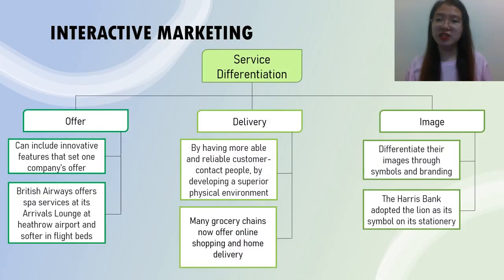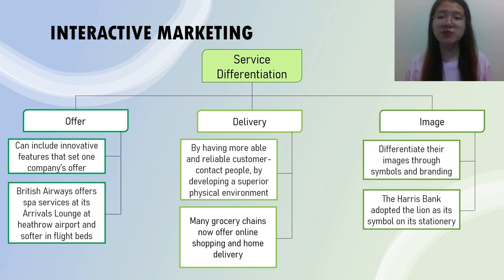In these days of intense price competition, service marketers often complain about the difficulty of differentiating their services from those of competitors. To the extent that customers view the services of different providers as similar, they care less about the provider than the price. The solution to price competition is to develop a differentiated offer, delivery, and image. The offer can include innovative features that set one company's offer apart from another company's offer. For example, British Airways offers spa services at its arrivals lounge at Heathrow Airport, and softer in-flight bags.